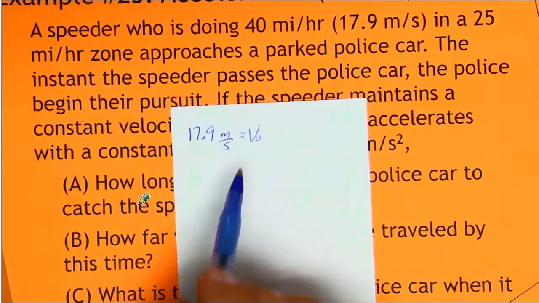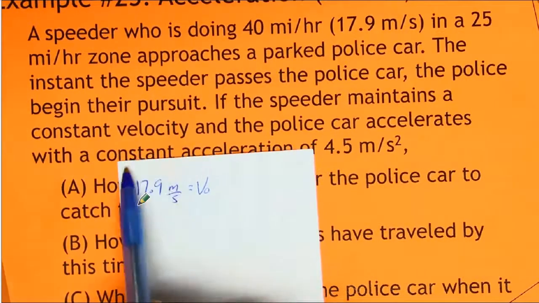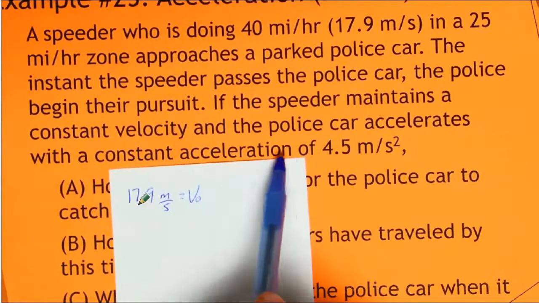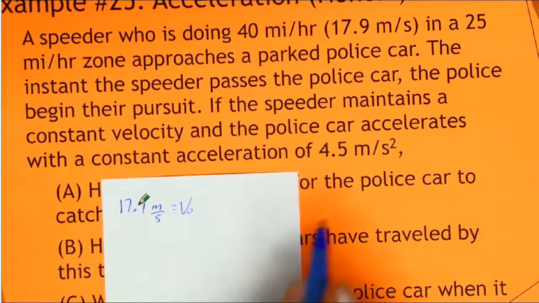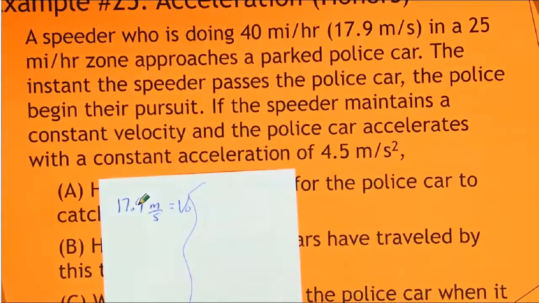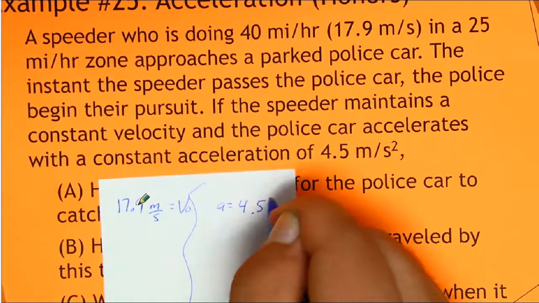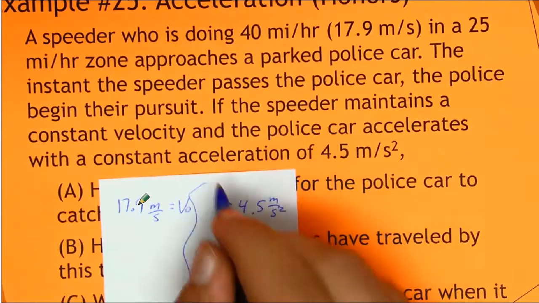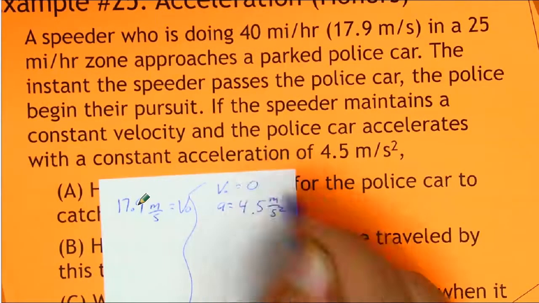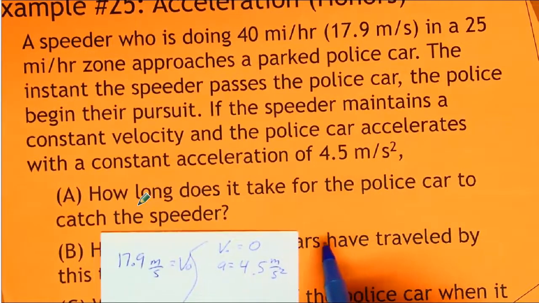The instant the speeder passes the police car, the police begin their pursuit. The speeder maintains a constant velocity, and the police car accelerates. So this is the speeder. It's going to be the police car over here. The police car accelerates with a constant of 4.5 meters per second squared. Its initial velocity was 0. How long does it take the police car to catch the speeder?